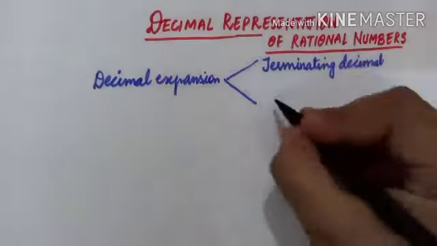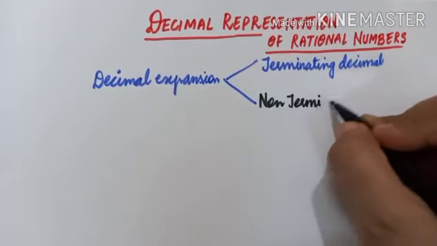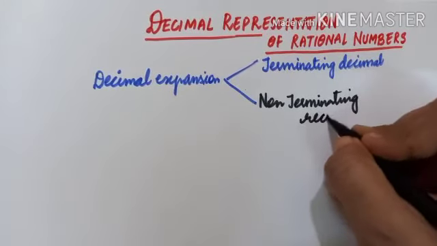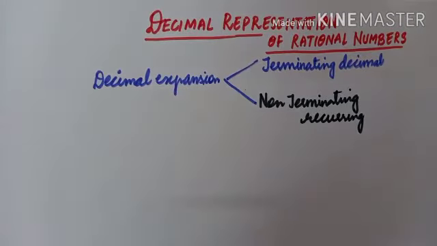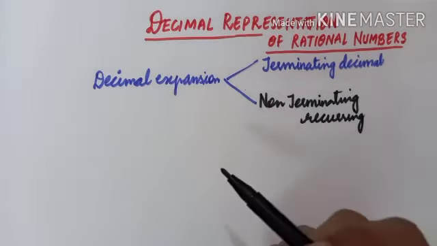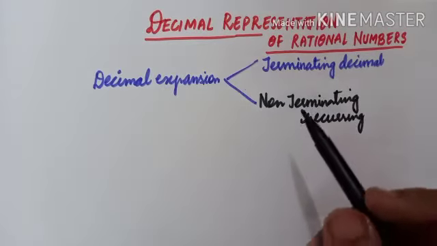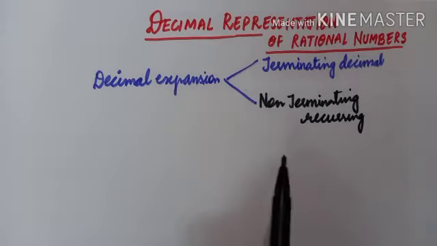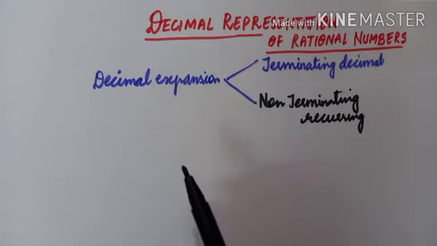non-terminating decimal. You can also call it a recurring decimal. So it is non-terminating or recurring decimal. This decimal expansion can be either terminating or non-terminating. So what do we mean by terminating decimal? If after a finite number of steps no remainder is left, then we call it a terminating decimal. The division process came to an end.